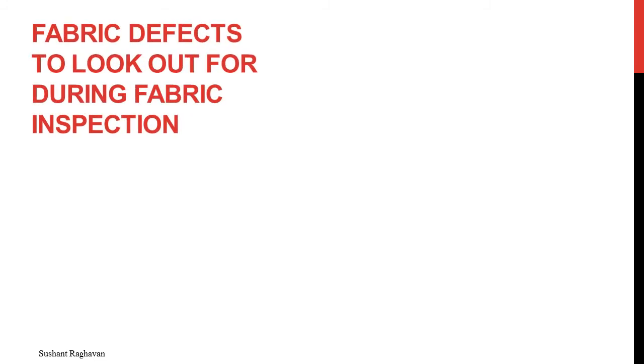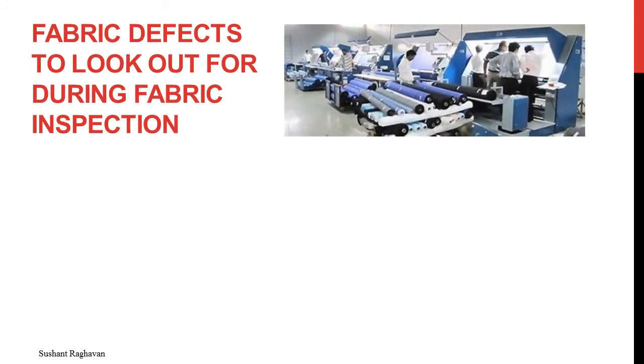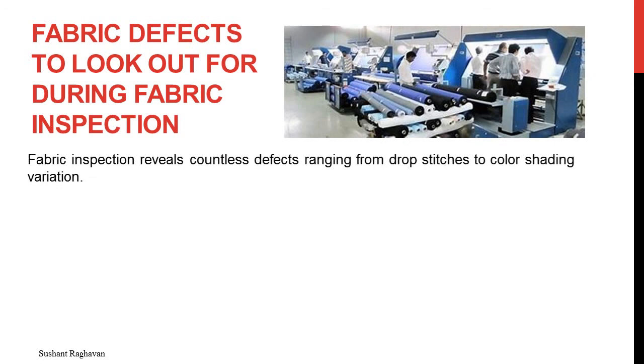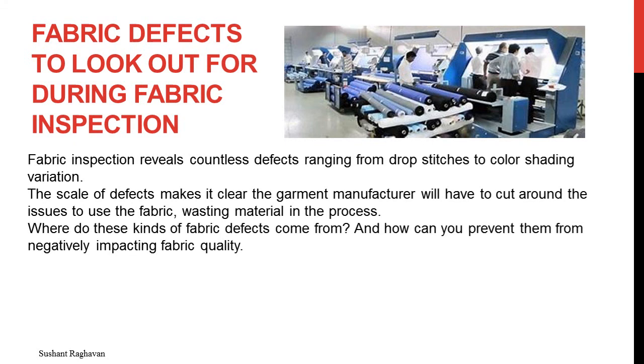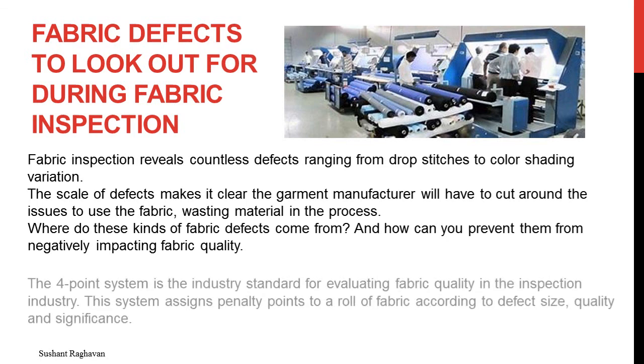Fabric defects to look out for during fabric inspection. Fabric inspection reveals countless defects ranging from drop stitches to color shading variation. The scale of defects makes it clear the garment manufacturer will have to cut around the issues to use the fabric, wasting material in the process. Where do these kinds of fabric defects come from, and how can you prevent them from negatively impacting fabric quality?